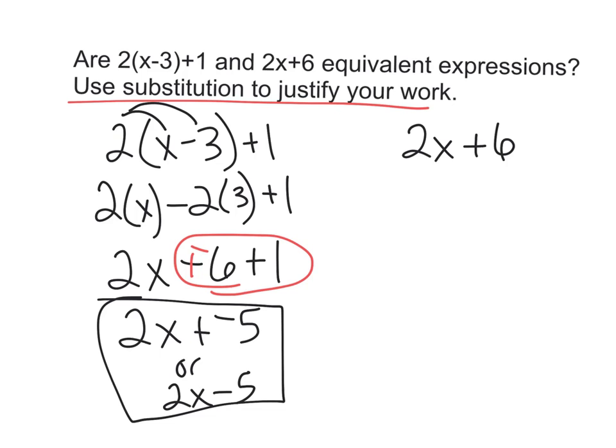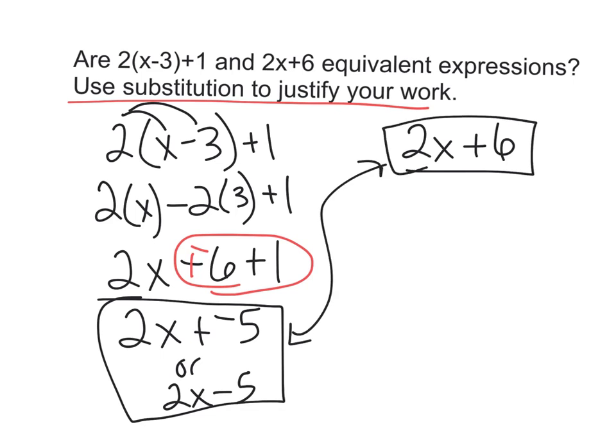If you look at your second expression, 2x plus 6, those are not like terms, so that one's already simplified. So the question is now for us to look at these and see if they're the same or not. If they're the same, they're equivalent expressions. If not, they are not equivalent expressions, and these are not the same. So we could say no. Probably would want to write something out saying no, they are not equivalent expressions. And then the other thing, they ask us to use substitution to justify that.